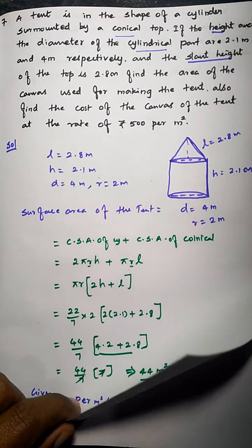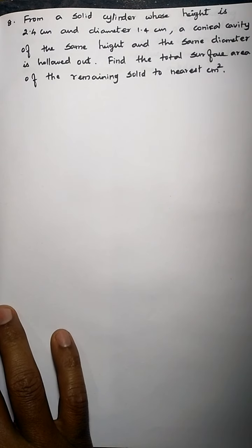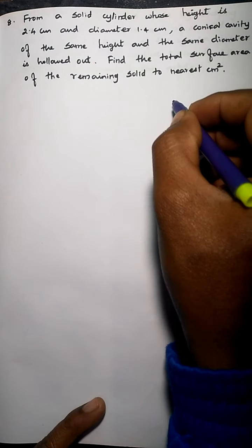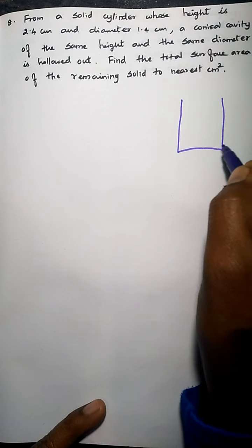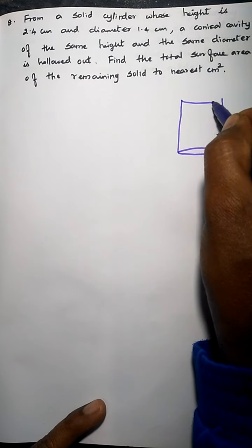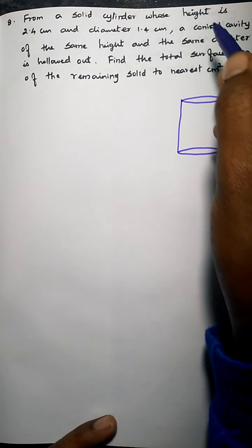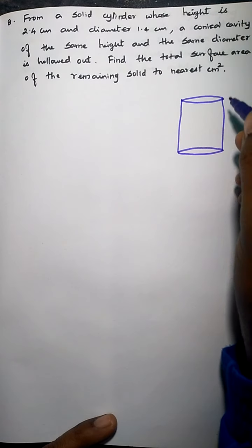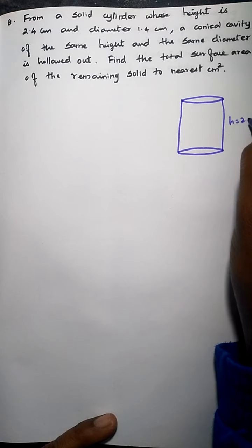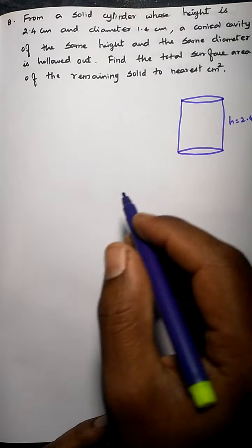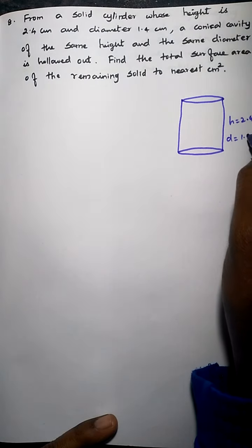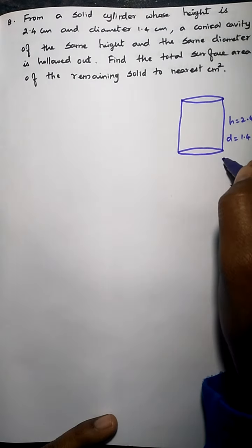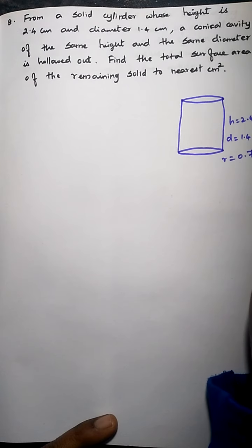Let's move to question number 8. So here we have question number 8. From a solid cylinder, okay, there is one solid cylinder. Let's draw one cylinder. Okay, from the solid cylinder whose height is 2.4 centimeter. The height is given how much? 2.4 centimeter, and diameter D is given. Diameter D equal to 1.4 centimeter. Then the radius will be 0.7.